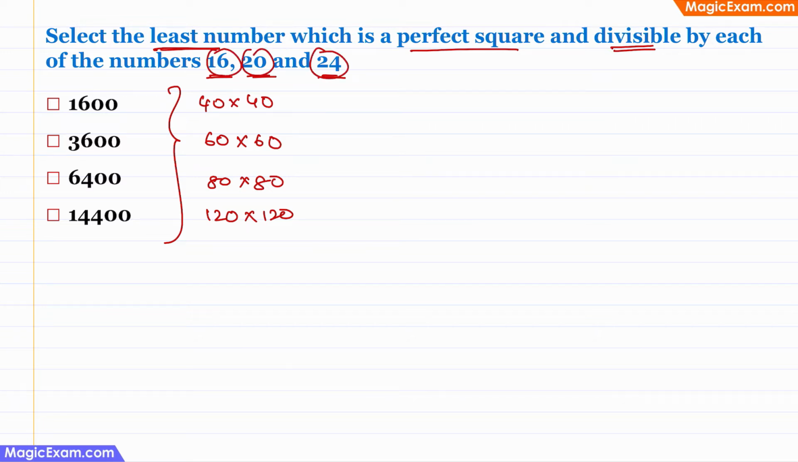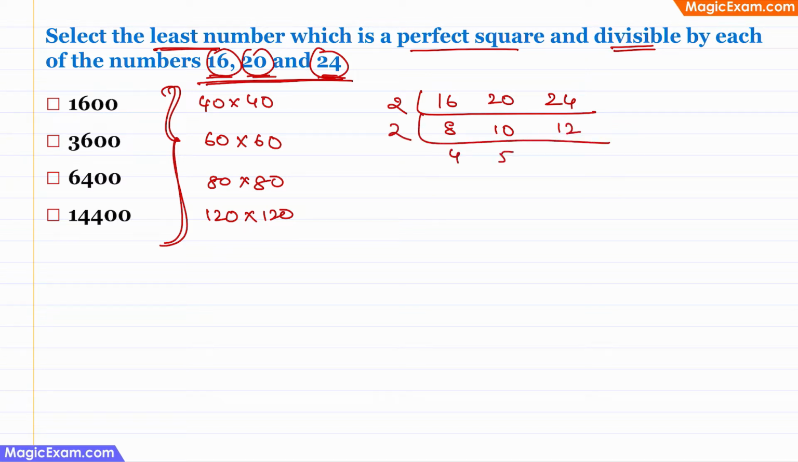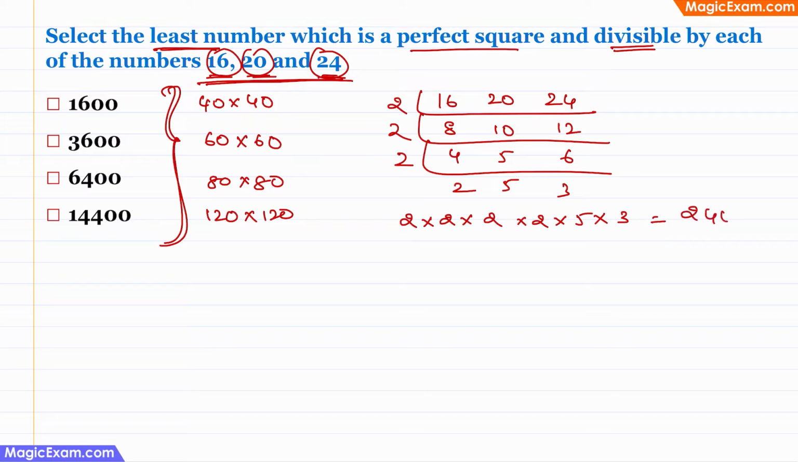For that, we need to take the LCM of these three numbers, and whichever of these options is divisible by the LCM of these three numbers will be the answer. So let's take the LCM of 16, 20 and 24. Dividing by 2, 2, 2, 2, the LCM of these numbers will be 2 into 2 into 2 into 2 into 5 into 3. So the LCM here will be 240.